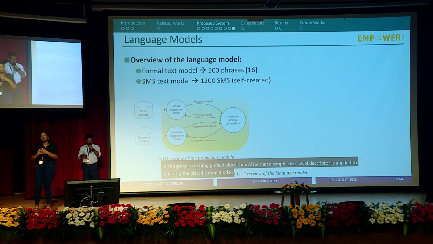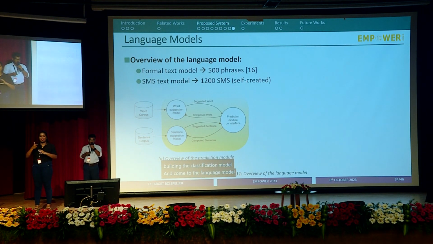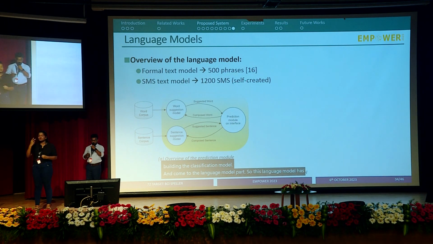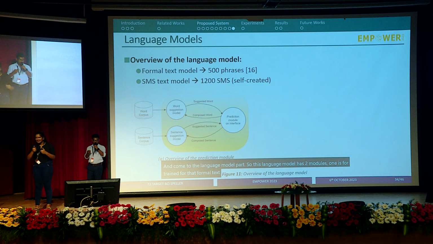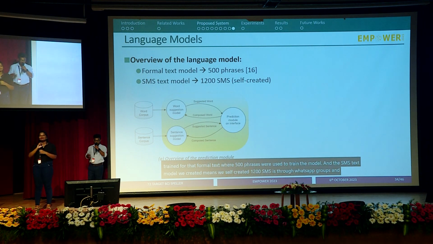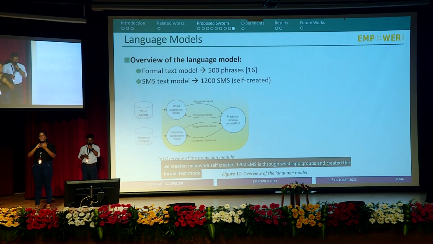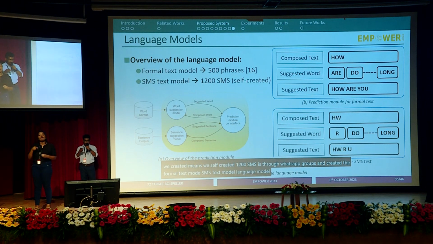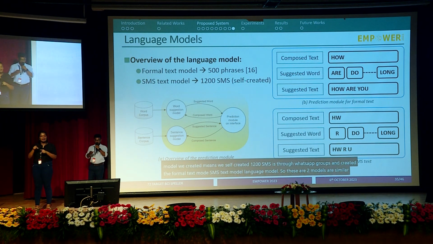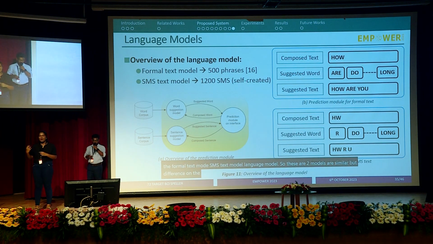Now coming to the language model part. This language model has 2 modules. One is trained for formal text, where 500 phrases were used to train the model. And for the SMS text model, we self-created 1,200 SMSs through WhatsApp groups and created the formal text model and SMS text language model. These 2 models are similar, but differ just in the text corpus.